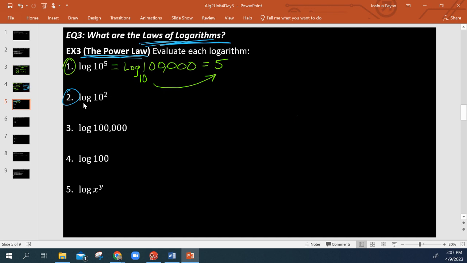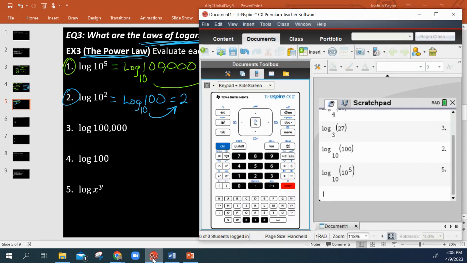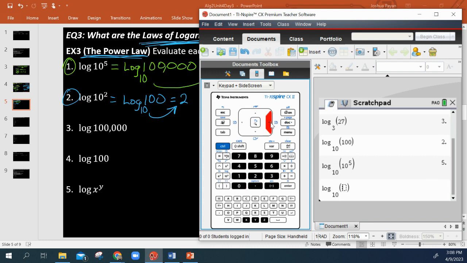Let's do another example. Log base 10 of 10 to the second power, or log of 100. So we're asking, 10 to what power is going to give us 100? And we, of course, know that's going to be 2. 10 squared gives me 100. And again, if I check this in the calculator, log base 10 of 10 squared, also known as 100, gives me 2.